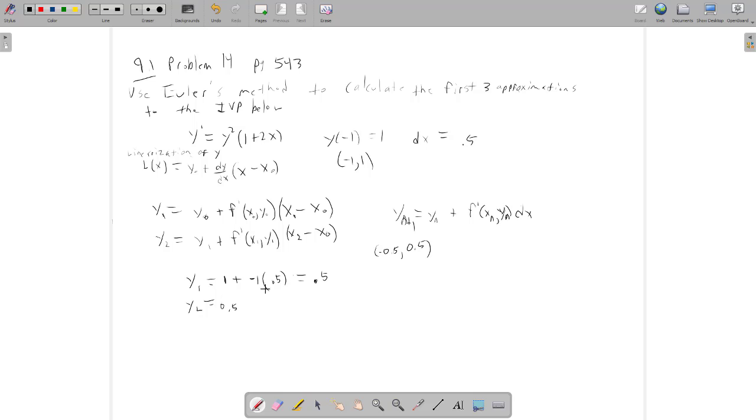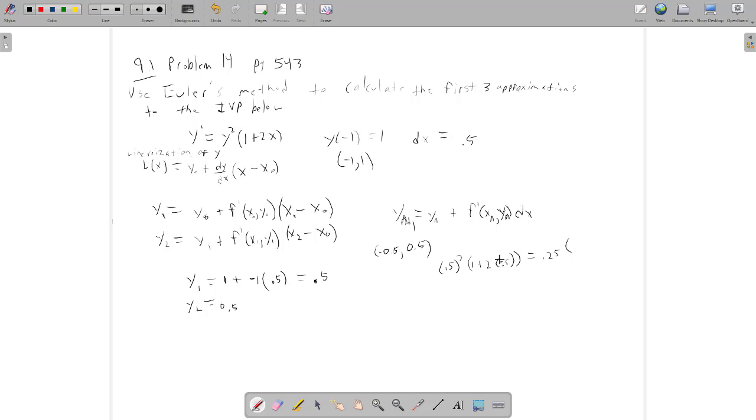And then our new derivative. So I might start bringing up the calculator here in a bit, because we'd have to do 0.5 squared times 1 plus 2 times 0.5. Or is that negative? It's negative 0.5. So that is 0.25 times 1. Isn't that 0?